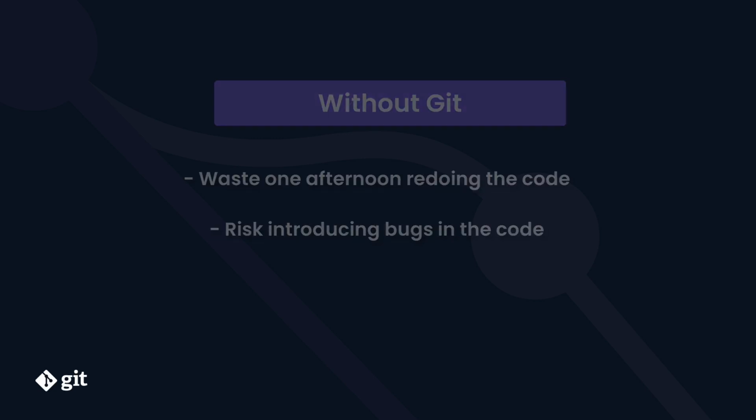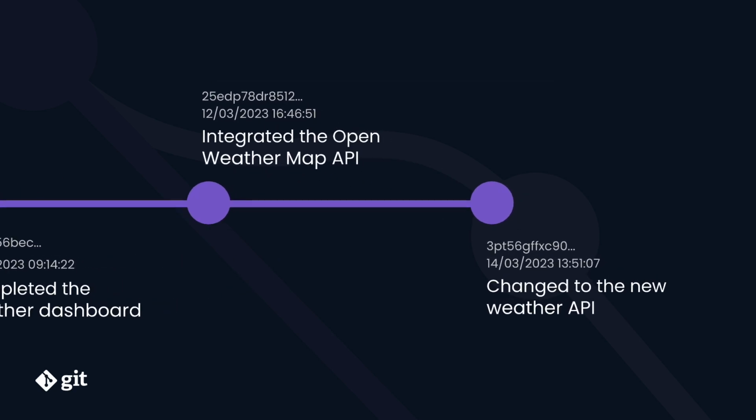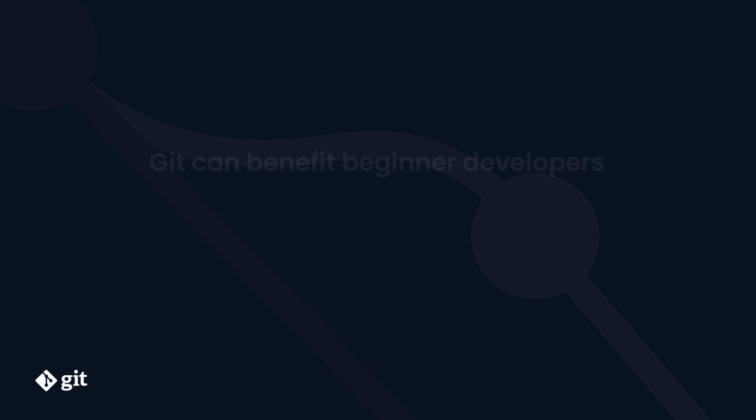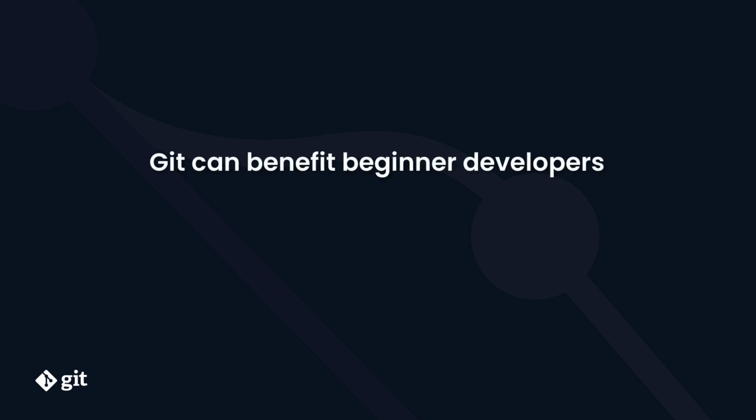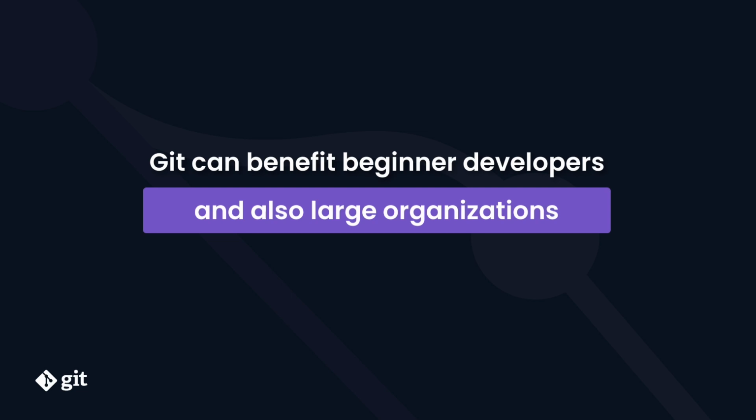But Jay uses Git, so he's not worried at all. He knows all the versions of the project are stored by Git in a timeline. So in order to revert the breaking changes, he only needs to run a single line of code. That's the beauty of Git. Git can benefit beginner developers by keeping their project safe, but Git is also powerful enough to support large organizations.